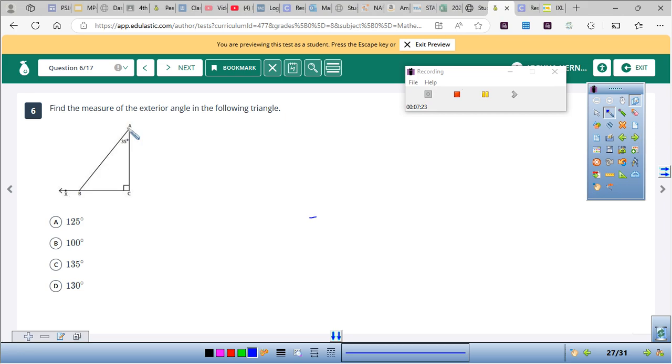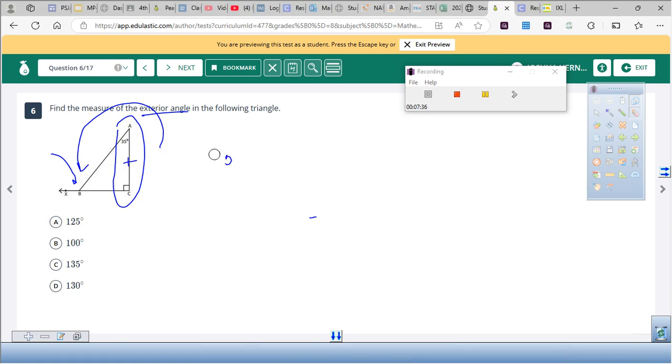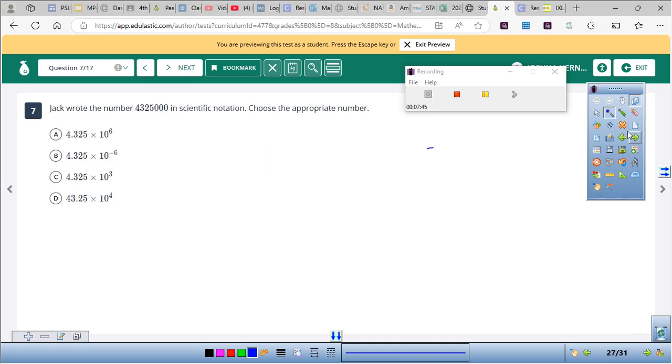Next question over here, same idea. I just gave you several of these, it could be hard to ever see them. Find the measure of the exterior angle, which is this one right here. And don't forget that these two remote interiors add up to give you that one out there. So we're going to go with 90 plus 35 equals 125. Pretty easy stuff.